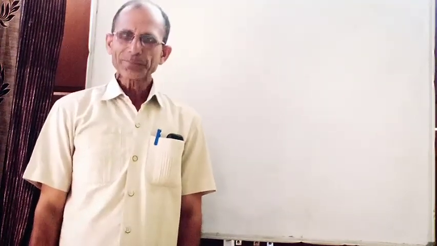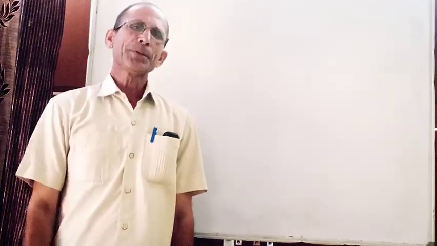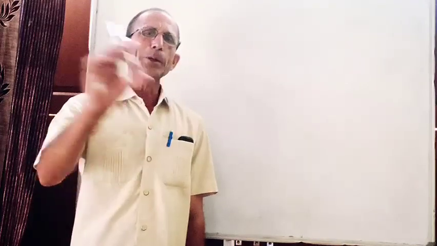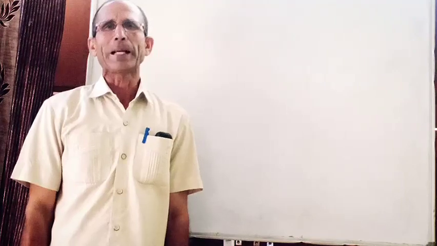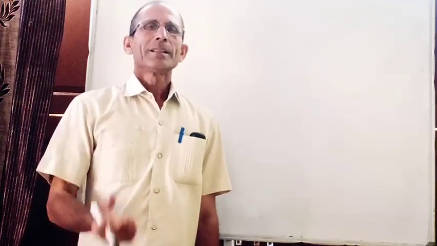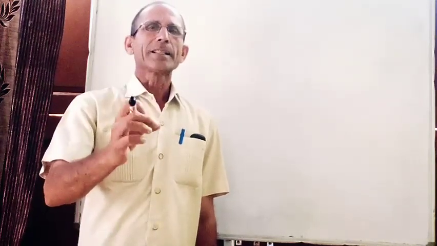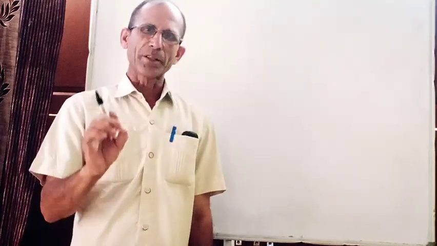About transversals and parallel lines, I already discussed. Now a brief review. What are parallel lines? Two lines that never intersect each other are called parallel lines. And a transversal: if a line intersects two or more lines, it is called a transversal. Is it clear? Yes. Now, today's topic is that we have to prove one theorem.